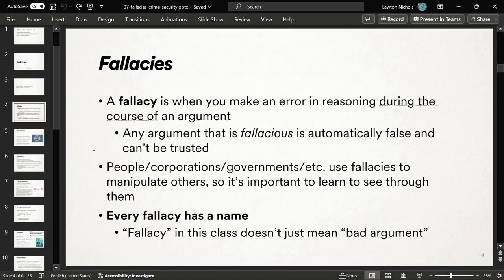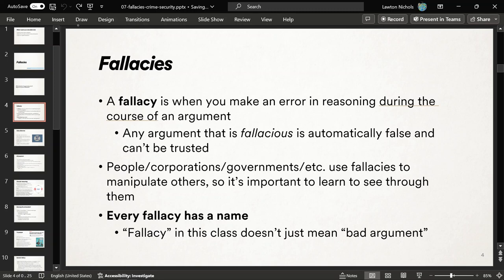And so fallacies happen all the time, and they're very subtle, so that's why I want to teach you about them. People use fallacies. Corporations love to use fallacies to get you to buy stuff. Governments use fallacies. Propaganda, stuff like that, and they're a lot of the time used to manipulate people. So we have to learn to look through them, understand that a fallacy is there, and know that we can't trust whatever is being shoved in front of us, all right?